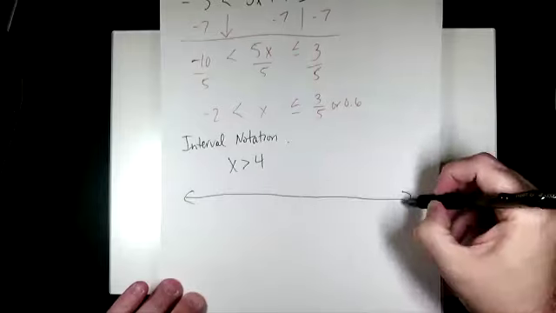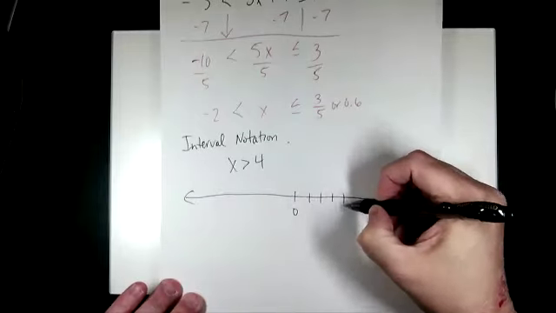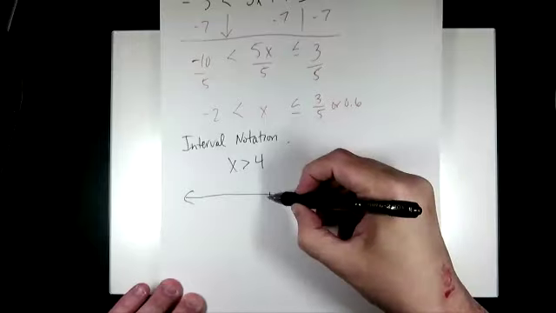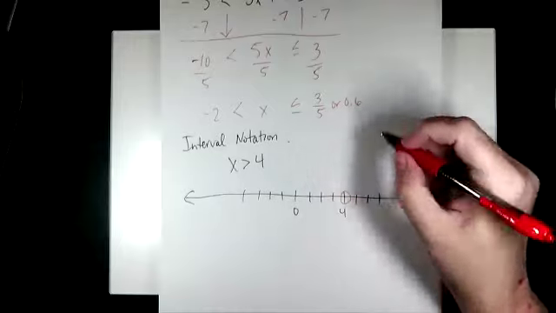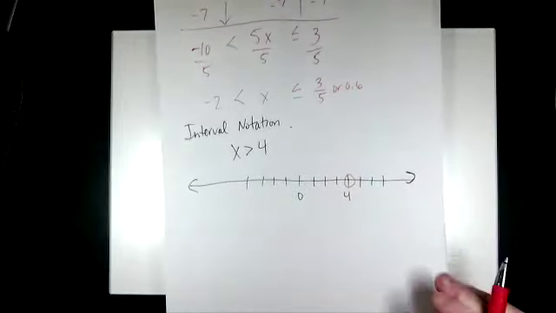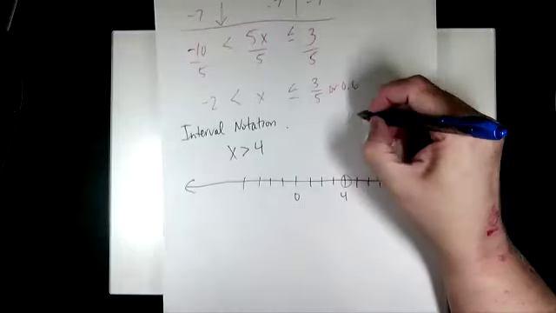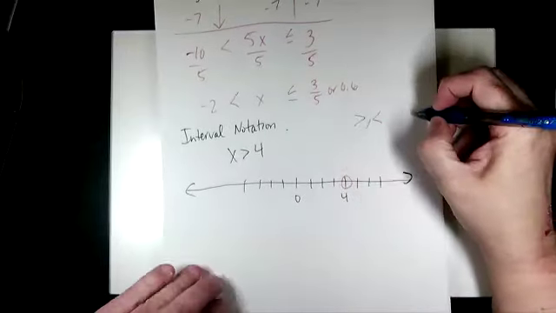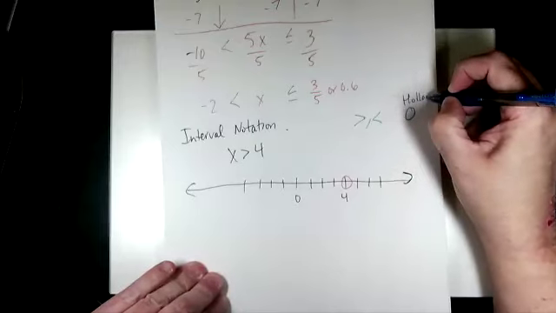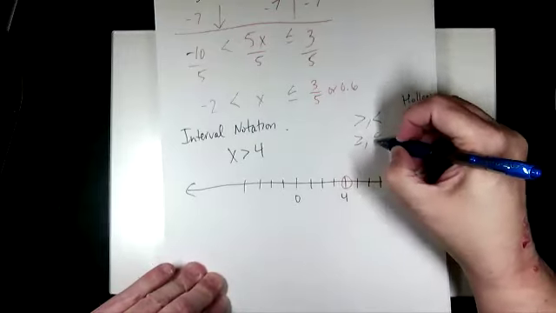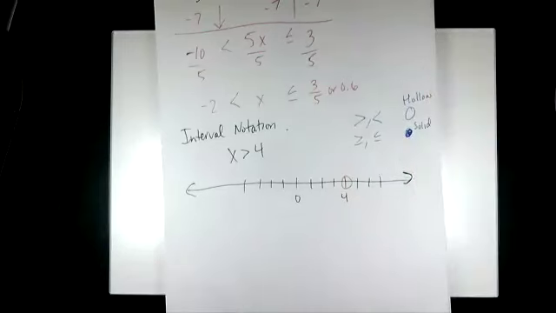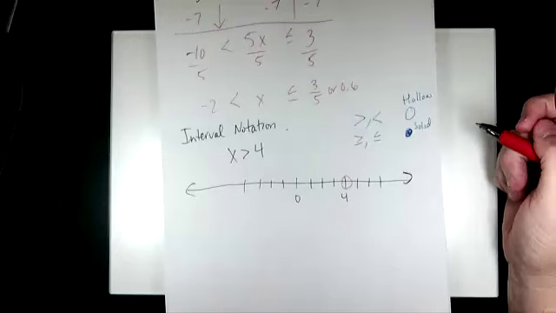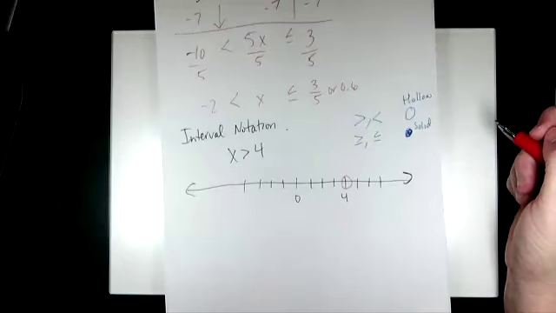If you draw it on a number line, you can always put a circle wherever your target number is. If we have a less than or greater than, we use a hollow circle. If we have a greater than or equal to or a less than or equal to, we use a solid point. Hollow point or solid point. So x is greater than 4 is a hollow point, and we're looking for values that meet that statement.